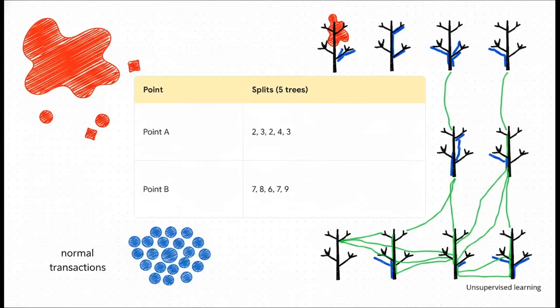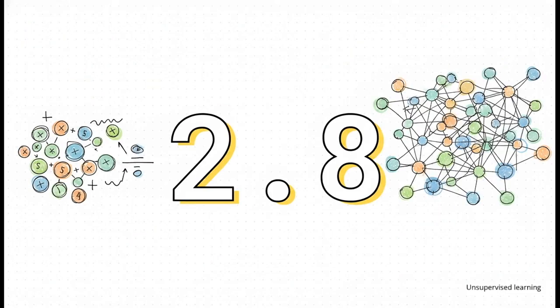Notice how this plays out across multiple decision trees here. We have point A, which is a massive, highly unusual transaction of $950. Across 5 randomized trees, it was isolated in 2, 3, 2, 4, and 3 splits. Super fast. Now look at point B, a totally normal transaction of $22. Because it's surrounded by thousands of similar normal transactions, it took 7, 8, 6, 7, and 9 splits to finally isolate.